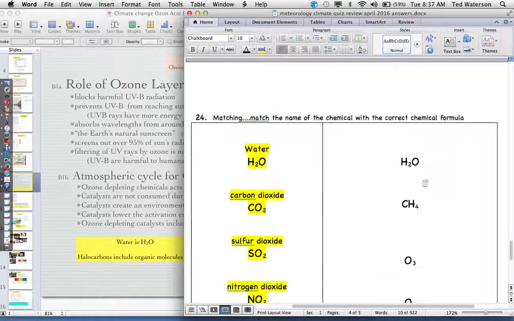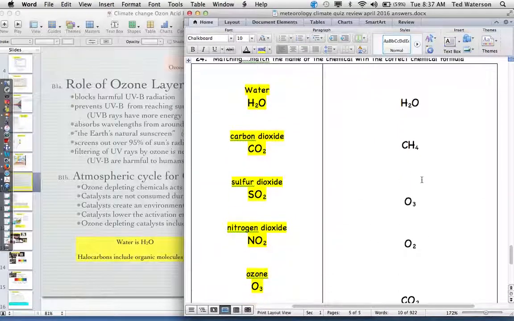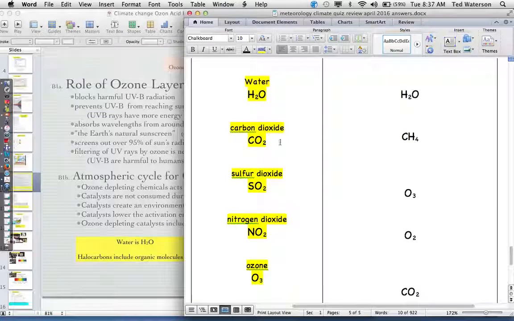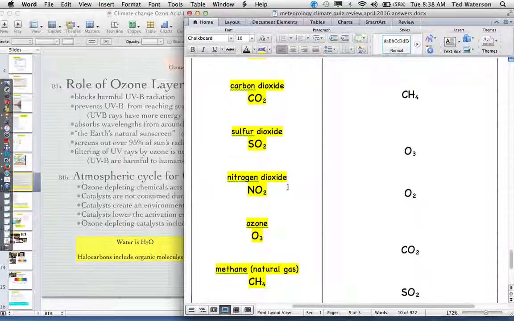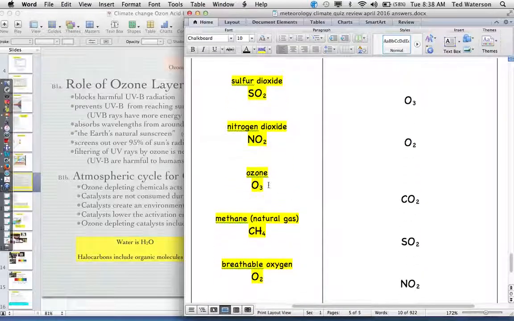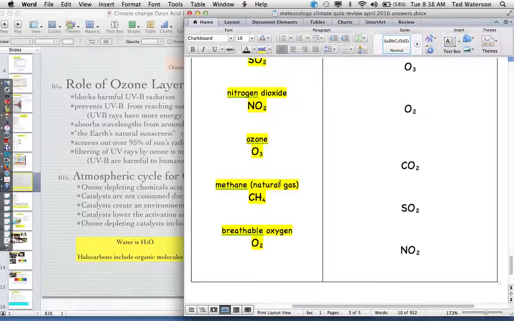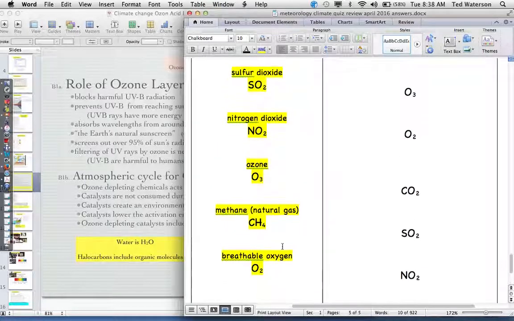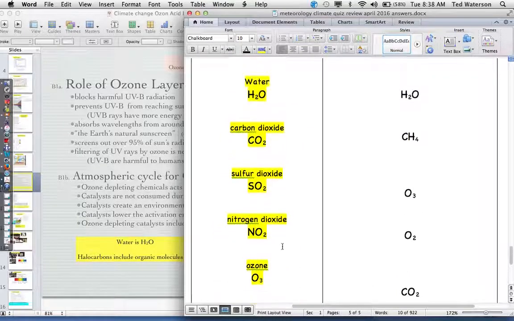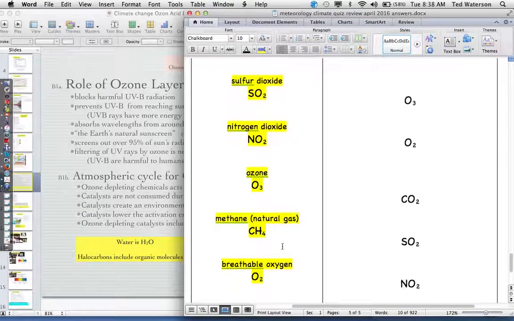Okay, and then some of the chemicals, I'm hoping this was easy after playing around, but we all know water. I think we all know carbon dioxide. If you know carbon dioxide, it's easy to get our sulfur dioxides, our nitrogen oxides. I want you to recognize ozone, it's O3. Methane, natural gas, CH4, and then breathable oxygen. So a few chemical formulas there, but I think it's not too bad, especially after you got a chance to use a lot of those in class.